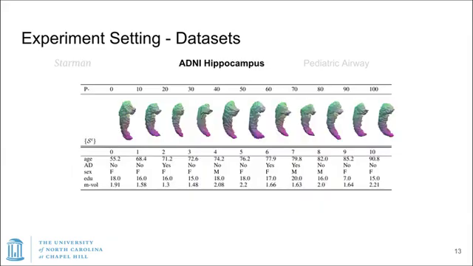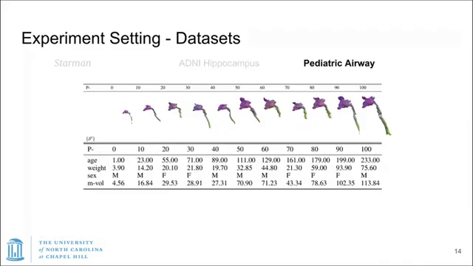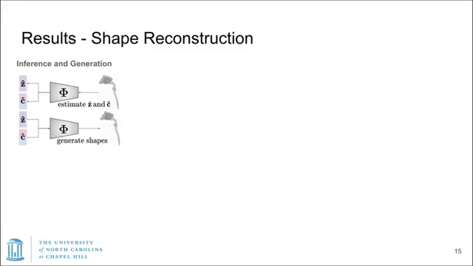The ethnic hippocampus dataset consists of 1632 hippocampi. Each shape is associated with 4 covariates: age, sex, whether this person has Alzheimer's disease, and educational length. The pediatric airway dataset consists of 357 upper airway shapes. Each shape is associated with 3 covariates: age, weight, and sex.